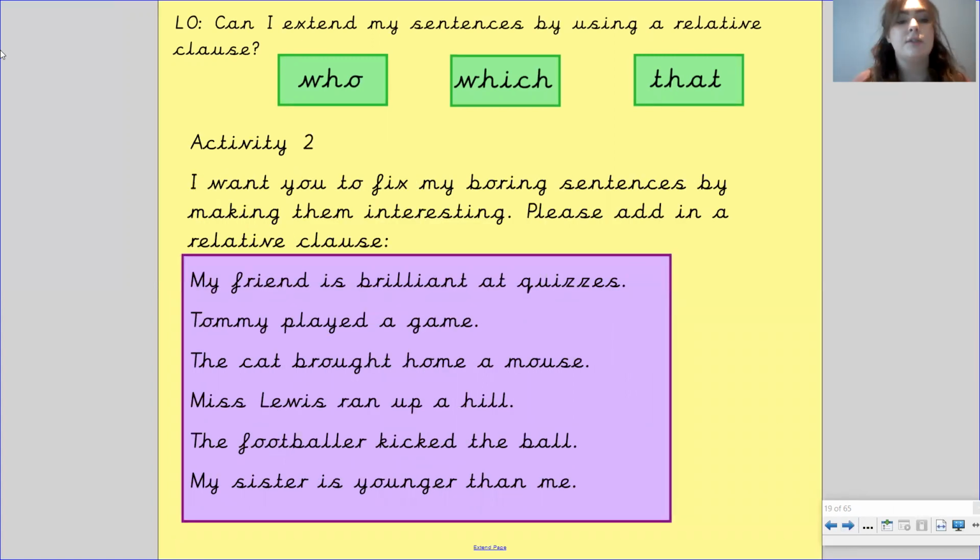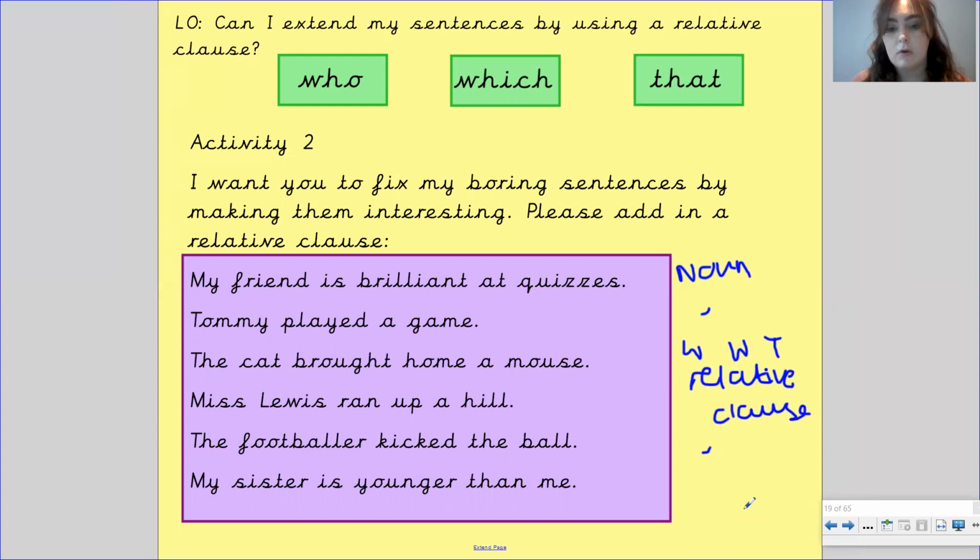Okay, this is activity 2, and what I want you to do here is fix my boring sentences by making them more interesting. So please add in a relative clause. Now remember, for this, what you need to do is you need to first find the noun, put in a comma, use either who, which, or that, put the rest of your relative clause, put a comma after your relative clause, then write out the rest of your sentence.